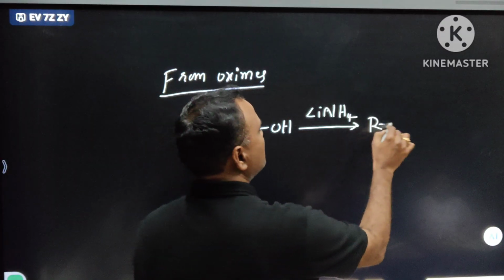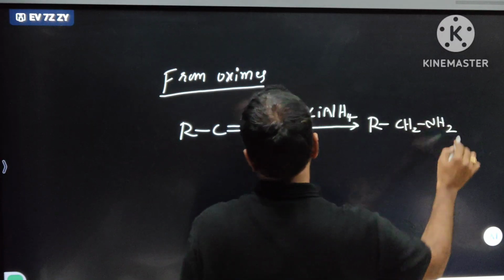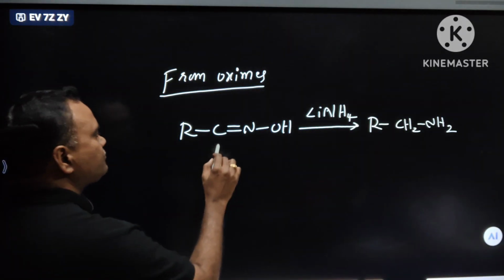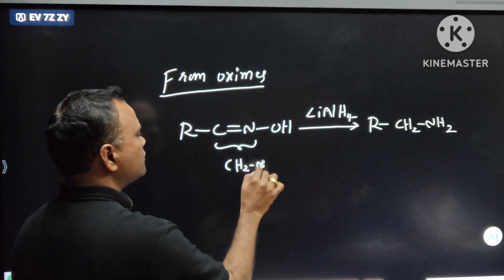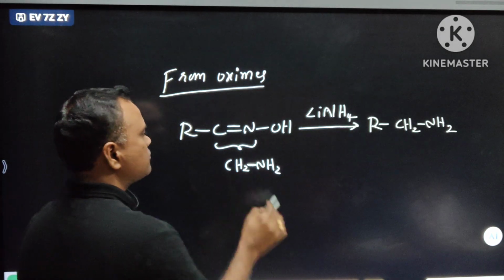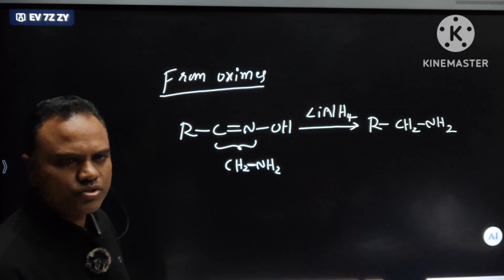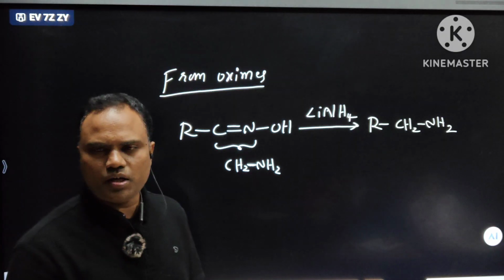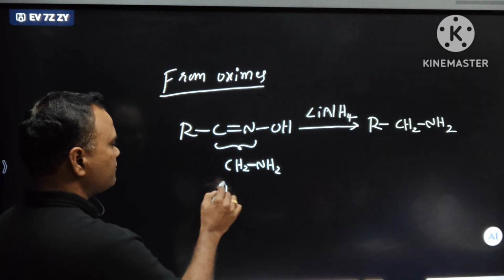Just write directly R CH2NH2. This part will convert it to CH2NH2. The C double bond N part is there, converted to CH2NH2. This is oxime. If carbon double bond N OH is present, that is called an oxime.